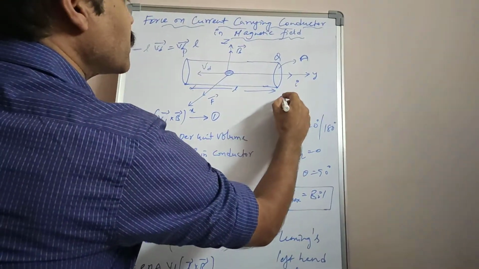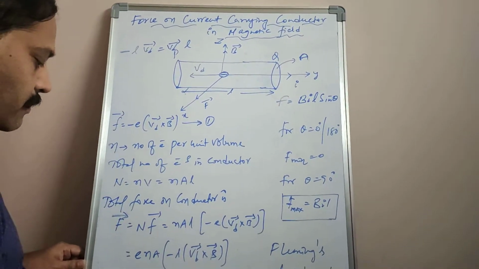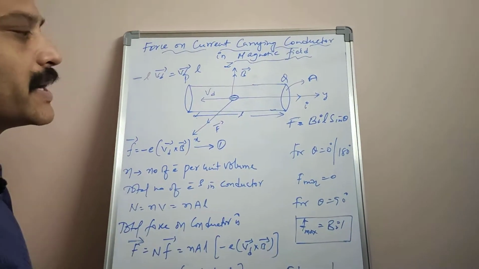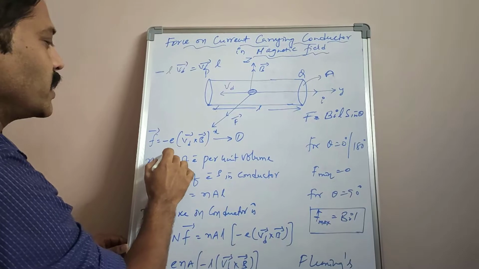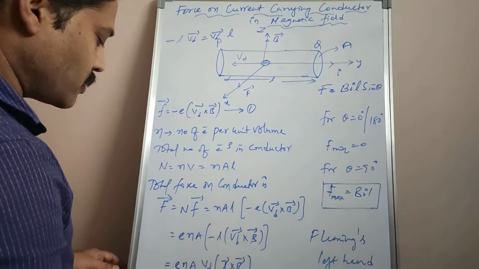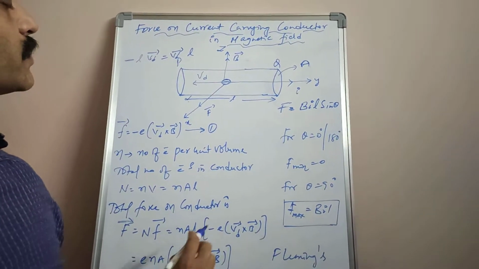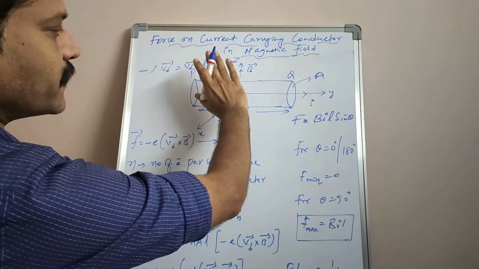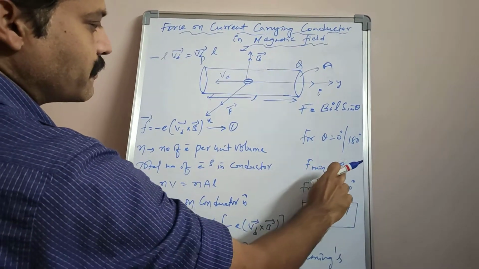When you take the magnitude of that, L bar cross B bar means we can take BL sine theta. So the magnitude of the force is F is equal to BIL sine theta. Remember, force experienced by a charged particle in a magnetic field is F is equal to q into Vd cross B. Force experienced by a current carrying conductor in a magnetic field is F is equal to I into L bar cross B bar. When theta is equal to 0 degrees or 180 degrees, that means the conductor is aligned in the direction of the magnetic field or opposite to it, then the conductor does not experience any force. That is minimum force, equal to 0.